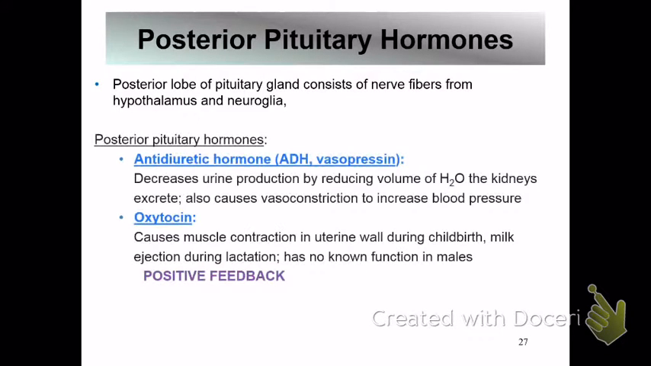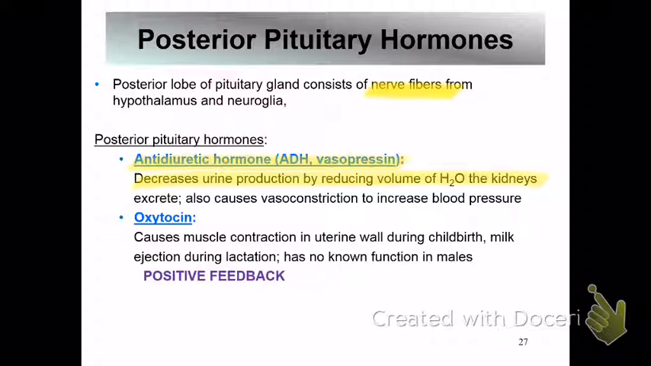Not hormones, but nerve fibers of the hypothalamus. Now, ADH, anti-diuretic hormone, tells your kidneys to store water. Okay? Don't pee, store it. Hold the water in. So it decreases urine production. You want to know all this. It decreases urine production by reducing the volume of water the kidneys secrete. So, tell the kidneys to store water.